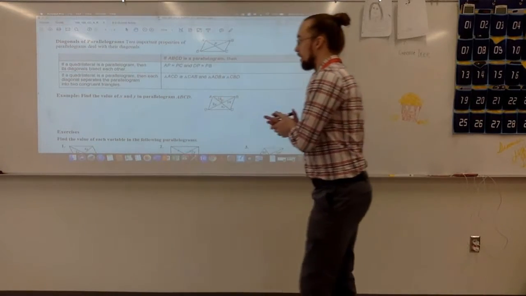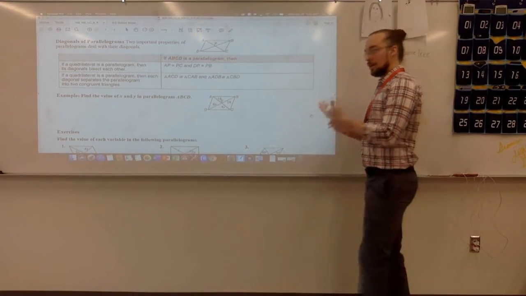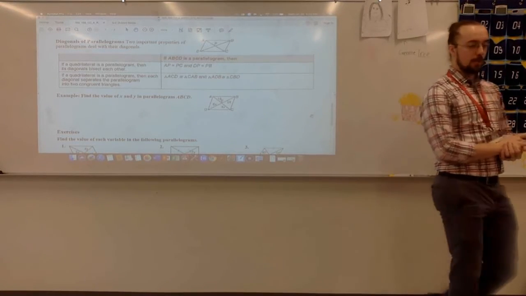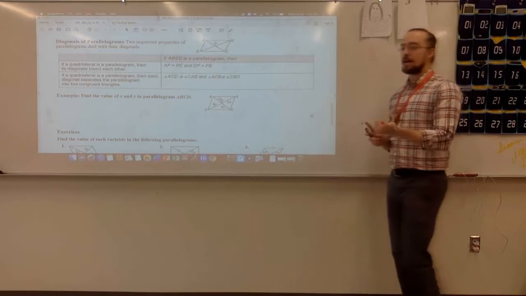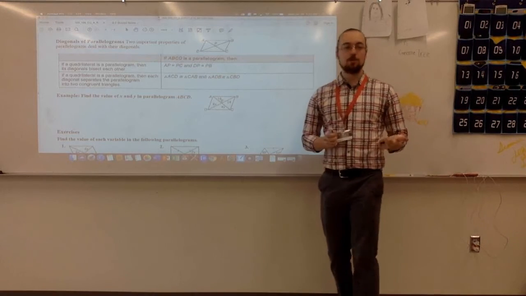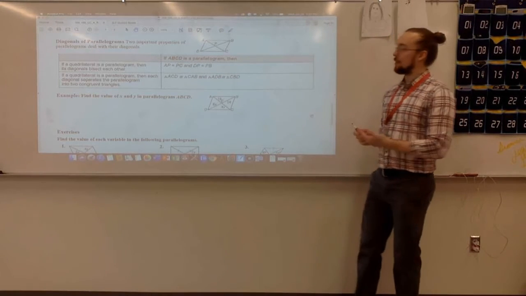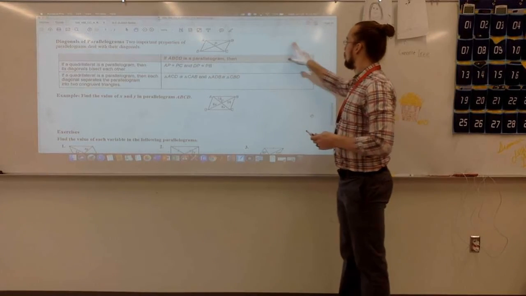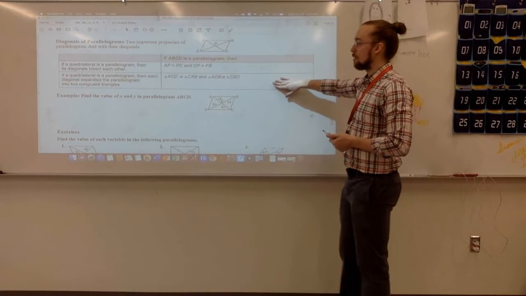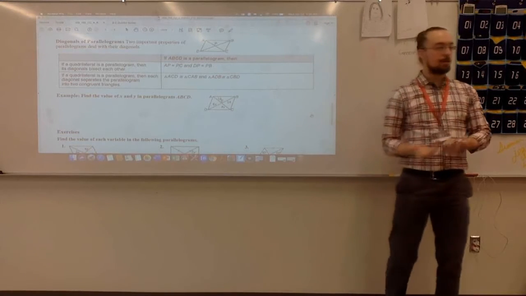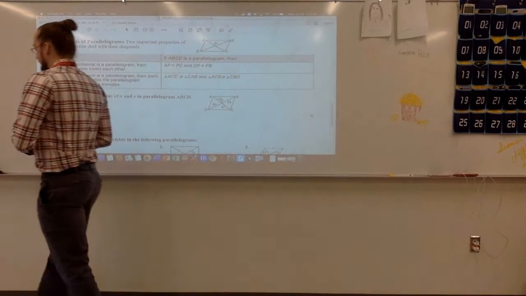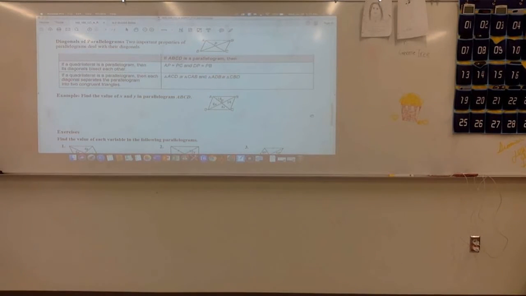Alright, yesterday we talked about three of our properties of parallelograms. Opposite sides are congruent, opposite angles are congruent, and consecutive angles add to 180. On the back, we're going to add one property and then one thing that kind of follows from the other properties we've talked about. So the first one says that if we have a parallelogram, diagonals bisect each other.